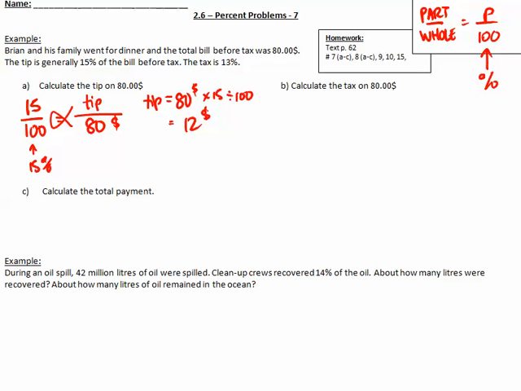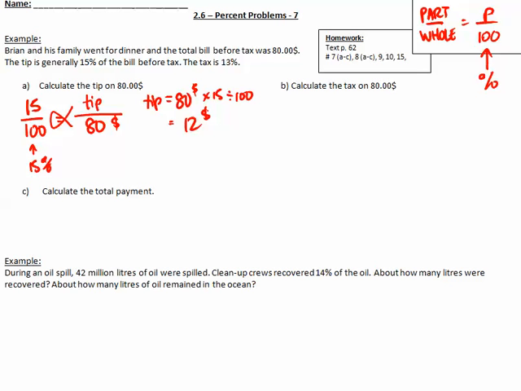That means that I'll be giving a little bonus of $12 to the waiter or to the waitress, just to say thank you and as appreciation of that person serving us for the meal. That's what a tip is. And so generally it's about 15%. Now, the second question is calculate the tax on $80.